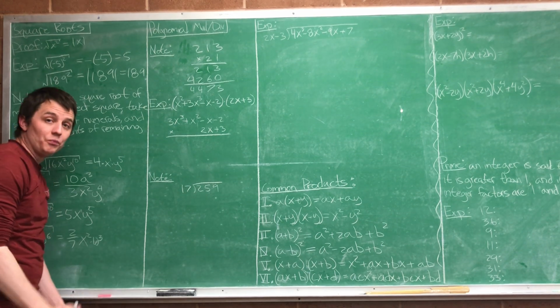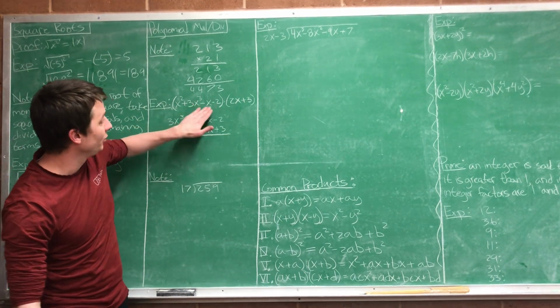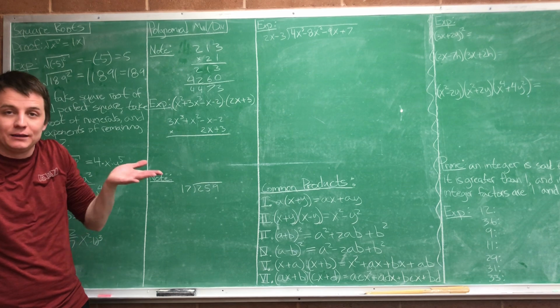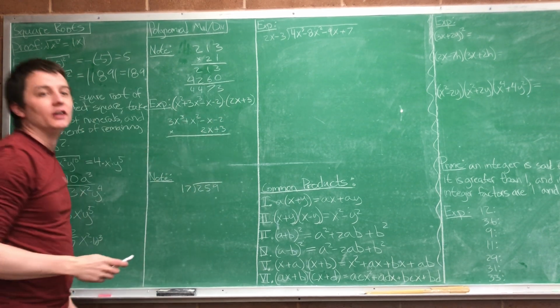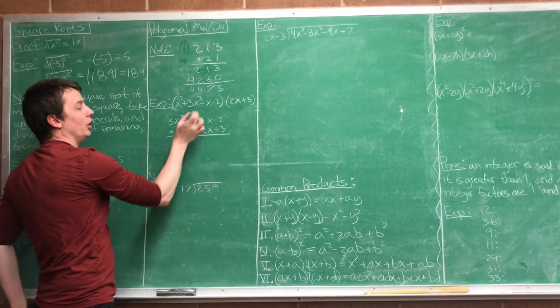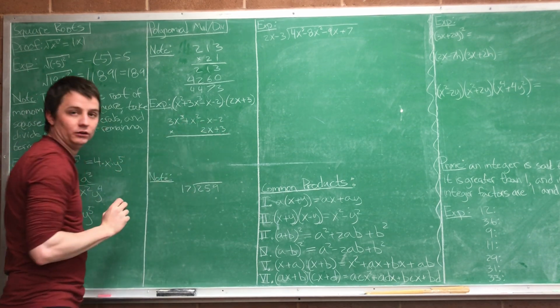Okay. Turns out, when you multiply polynomials together, you do almost the exact same thing. So I'm going to do this polynomial multiplied by this polynomial. Step 1, rewrite the polynomial so that the terms are in descending order.